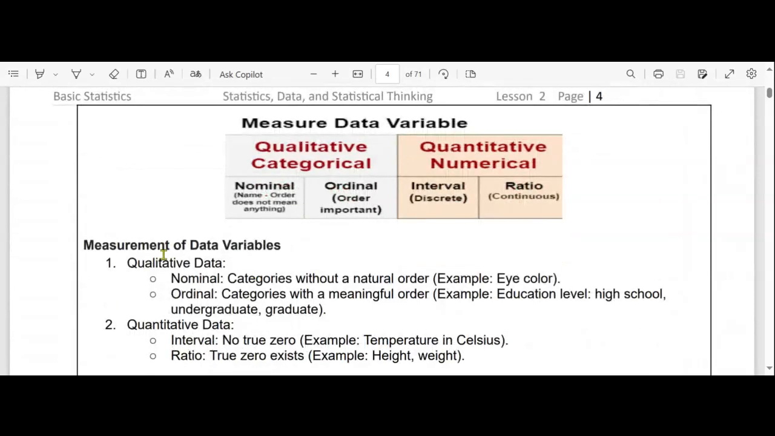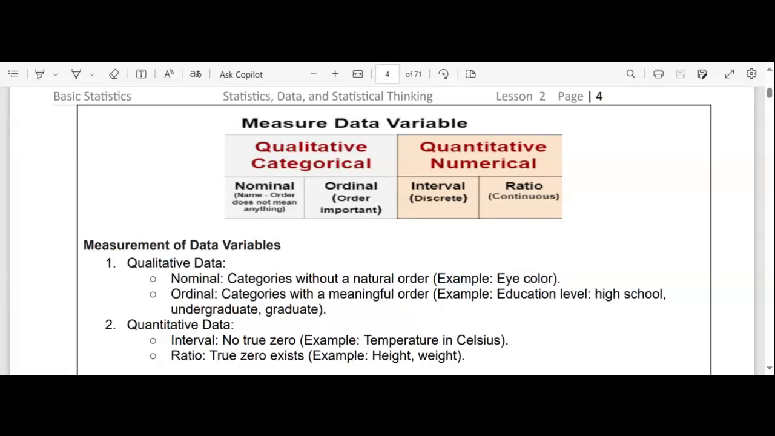Now let's take a look at the qualitative data. Nominal. What is nominal? Nominal means categories without a natural order. For example, if I say, what is the eye color? Do I need an order here? I can just say black, brown, blue, green. What other colors do we have? Blue, purple. But is the order important? No.